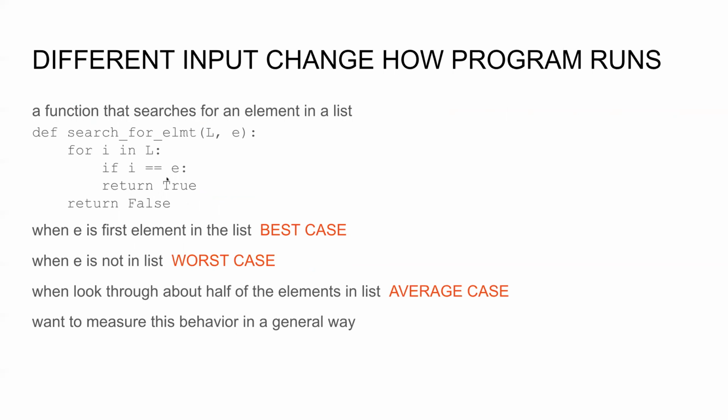For example, if you define a search function with a list and an element, if the element is the first element in the list, that's your best case. And if it's at the end of the list, it's the worst case. Generally speaking, it's somewhere in the middle. So it's the average case. About half of the elements you have to go through before you find the element e. So we still want to measure the behavior in a general way.